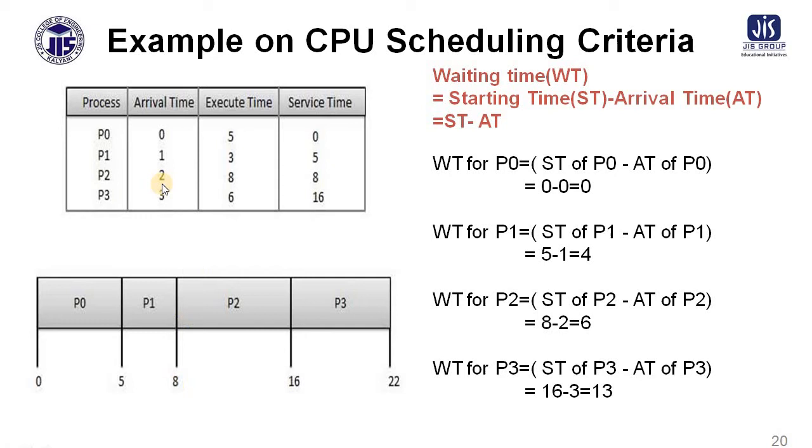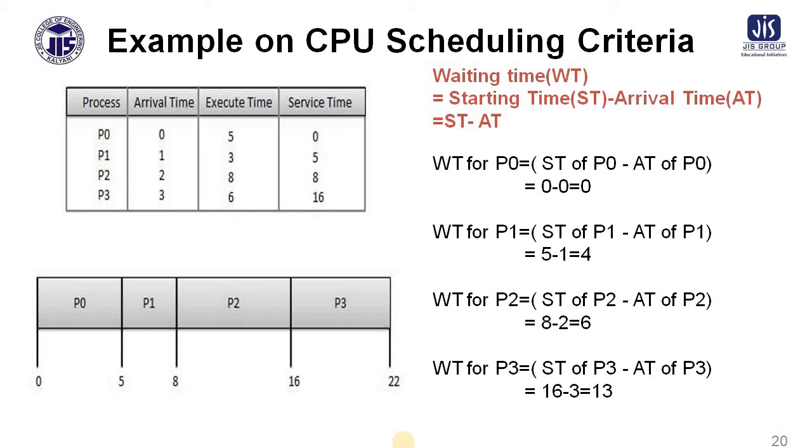Similarly, process 2 will enter now. Process 2 execution time is 8. So process 2 will enter the system at time 8. After 8 seconds, that is at 16, it will exit from the system. Similarly, process 3 arrived at 3, but its execution time is 6. So after 6, at time 22, process 3 will complete its execution.